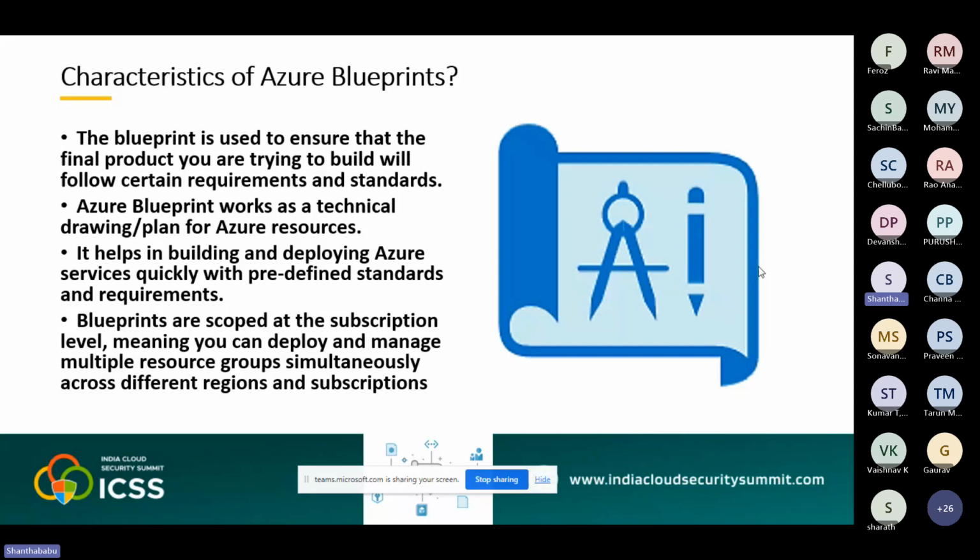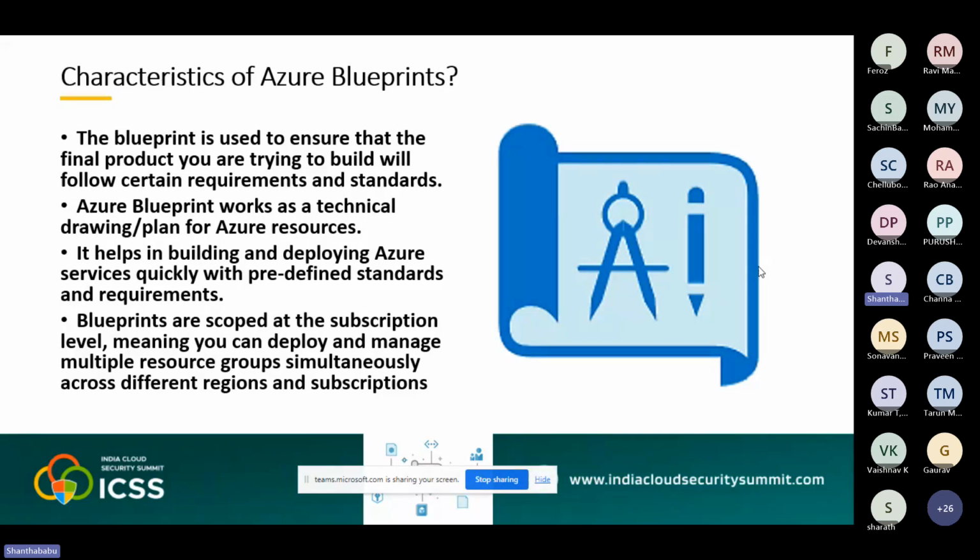The blueprint ensures that the final product you are going to build will follow certain requirements and standards. So if you're going to build some data product, you need to list out all the components, what things we need, and along with that, what access policies we need. All these things we need to incorporate within a single package. The Azure blueprint works as a technical drawing plan, as I mentioned earlier, a plan for Azure resources, and it helps build and deploy Azure services quickly with predefined standards and requirements, right?